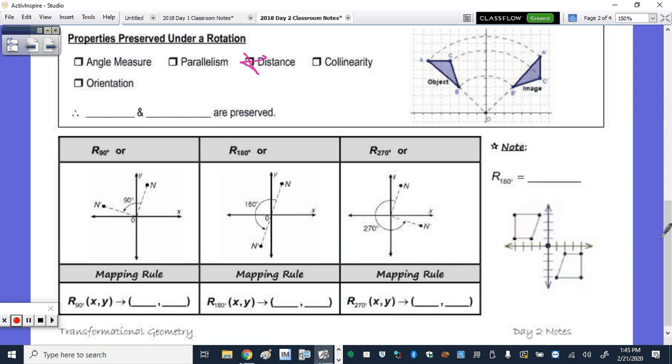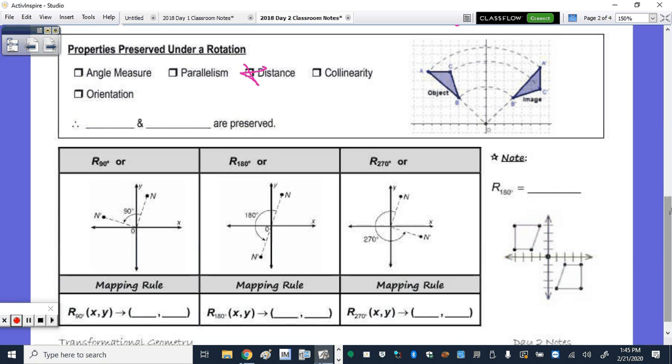Other properties that are preserved, okay. Angle measure, because it's a rigid motion. Parallelism: if it was a trapezoid, we talked about the bases would remain parallel, and points that are on the same line remain on the same line.